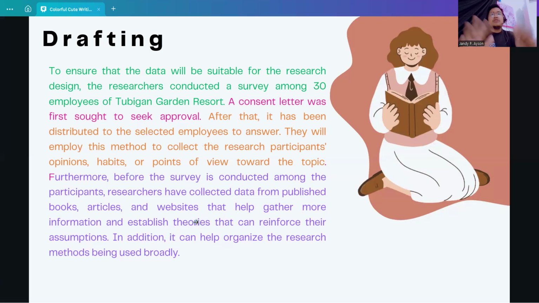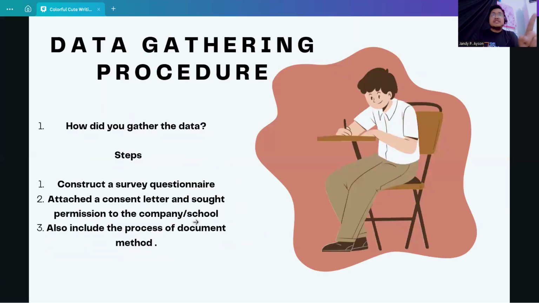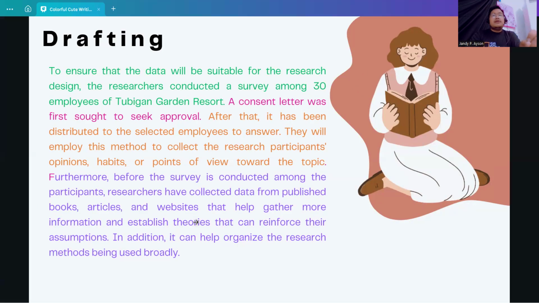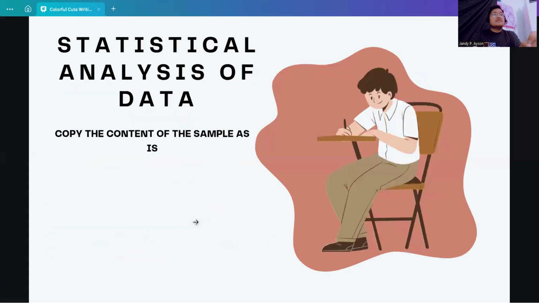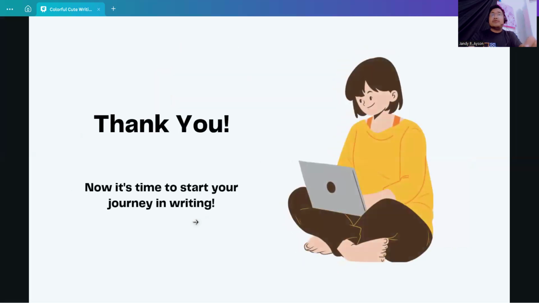Okay, so siguro itong sample natin, hindi ko pa siya ganun ka-bet. Mas maganda i-structure ng mas maganda yung lahat ng prosesong sinabi ko, which is nandito naman. Construct a survey, attach a consent letter, and process of document method. Okay. And then, last one is the statistical analysis of data. Copy the content of the sample as is. So, kung ano man po yung nasa sample ko na binigay sa inyo, ikokopya nyo lang po iyon.